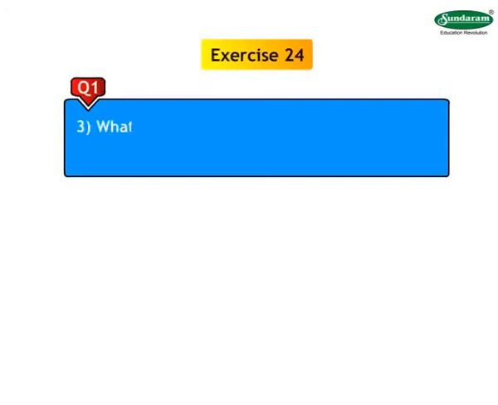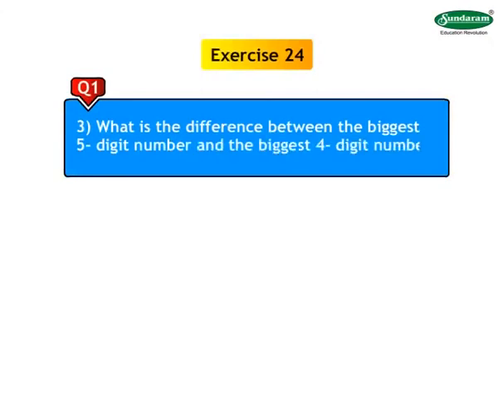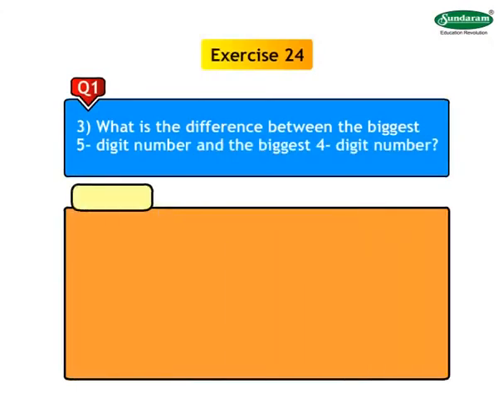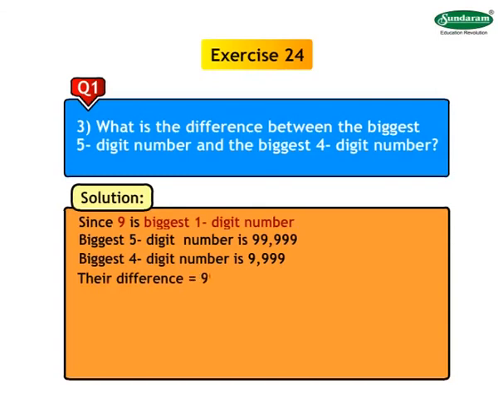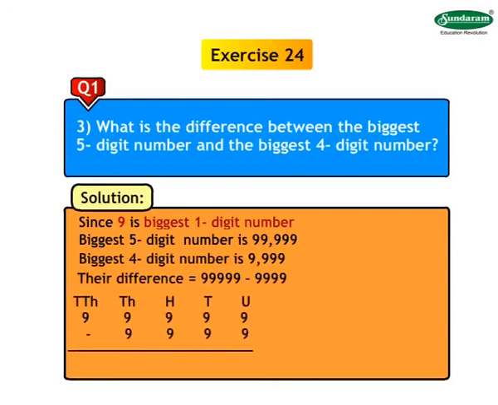3. What is the difference between the biggest 5-digit number and the biggest 4-digit number? Solution. Since 9 is the biggest 1-digit number, the biggest 5-digit number is 99,999 and the biggest 4-digit number is 9,999. To find their difference, subtract 9,999 from 99,999. Place the numbers as shown.